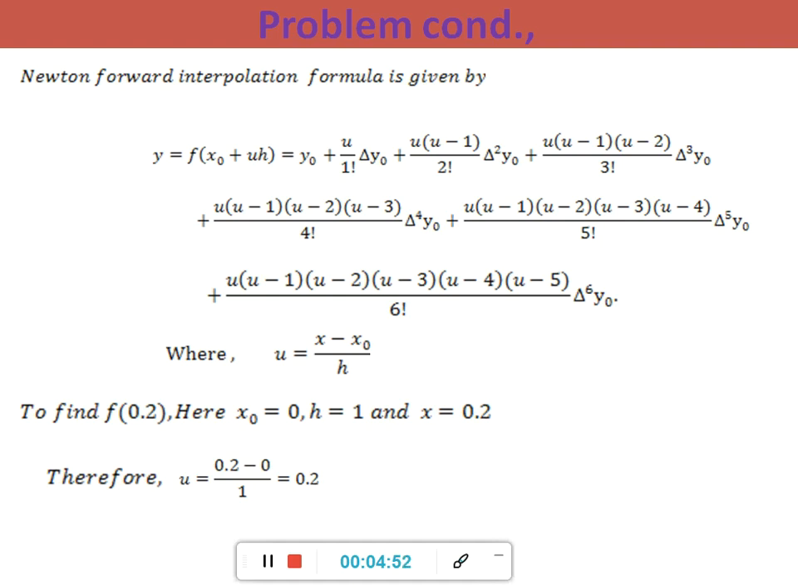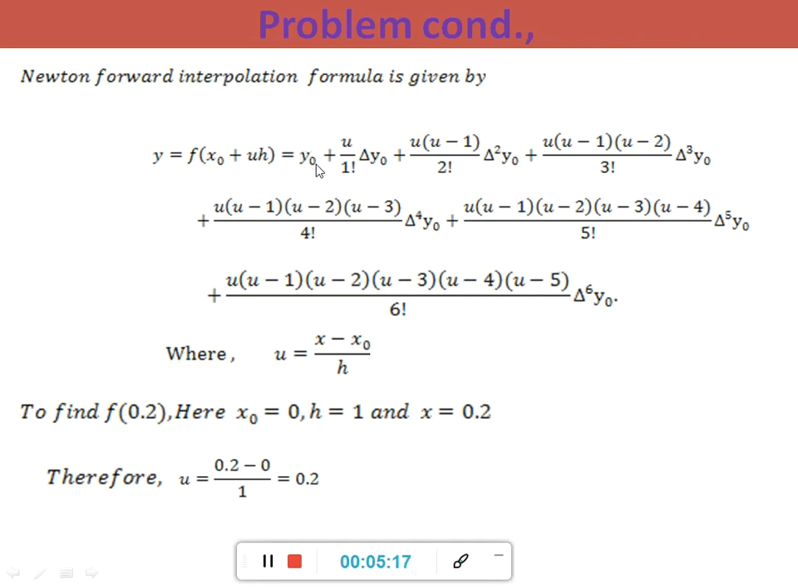Now the Newton forward interpolation formula is given by y equal to y naught plus u by 1 factorial del y naught, plus u into u minus 1 by 2 factorial del square y naught, up to u into u minus 1, u minus 2, u minus 3, u minus 4, u minus 5 by 6 factorial, the last term del power 6 y naught. Very easy. You can easily write this formula.